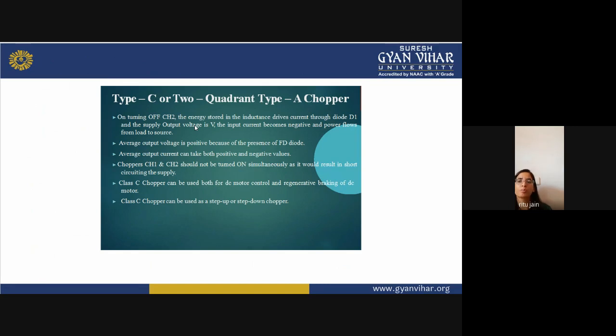So average output current can take both positive and negative values, and choppers CH1 and CH2 should not be turned on simultaneously, as it would result in short circuiting the supply. So the class C chopper can be used both for DC motor control and regenerative braking of DC motor. So class C chopper can be used as a step up or step down chopper.